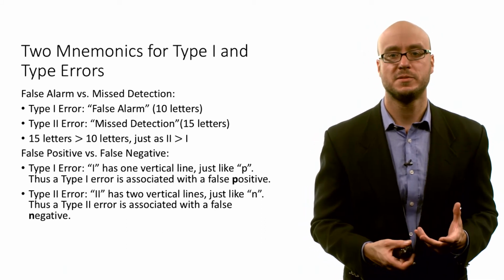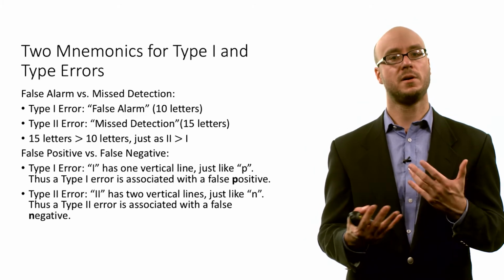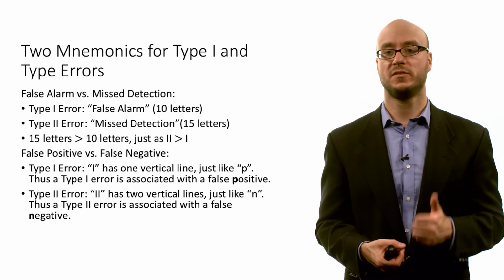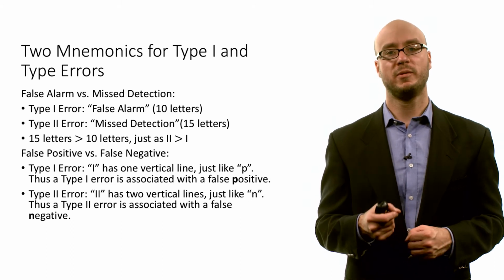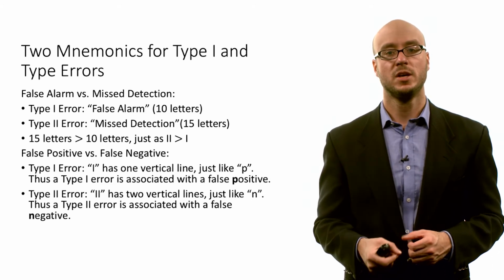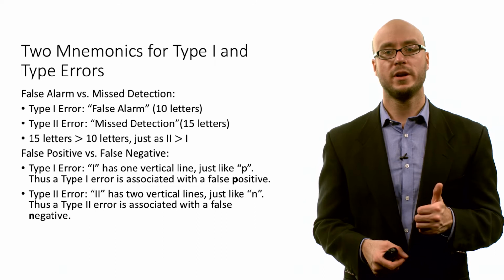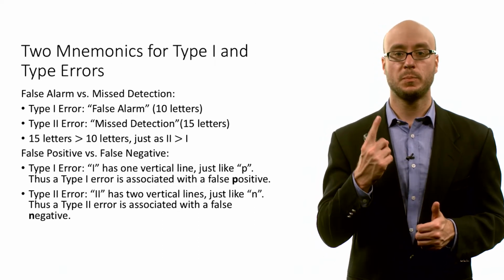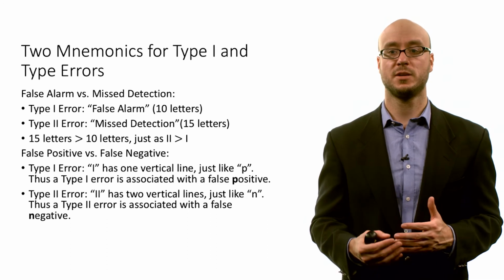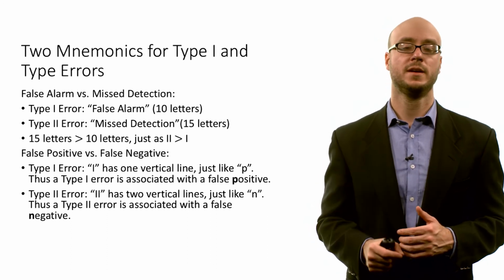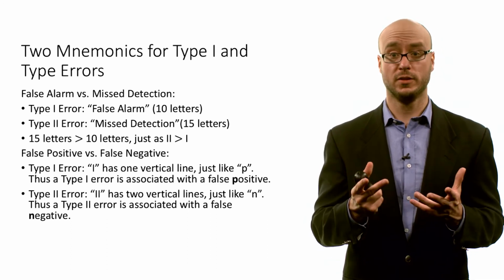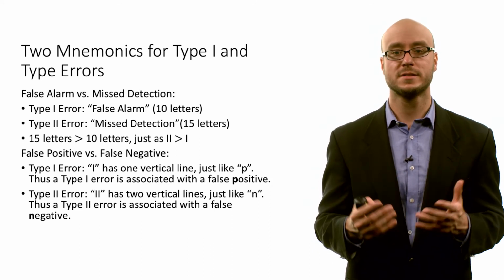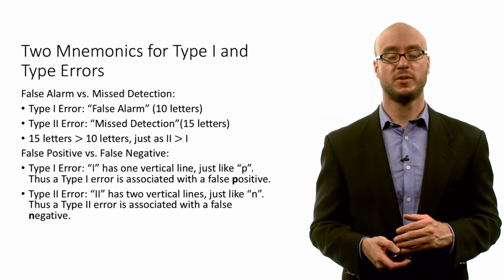Another mnemonic people sometimes like is in terms of false positives or false negatives. A type 1 error is sometimes called a false positive, and a type 2 error is sometimes called a false negative. Well, a type 1 error has one vertical line for 1, just like the letter P. Thus, a type 1 error is associated with a false positive. A type 2 error has 2 vertical lines, just like the letter N. You can think of the letter N with 2 vertical lines. Thus, a type 2 error is associated with a false negative.